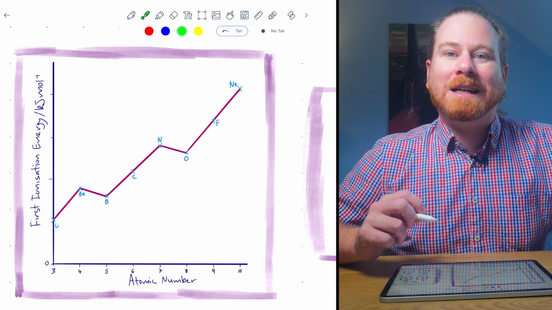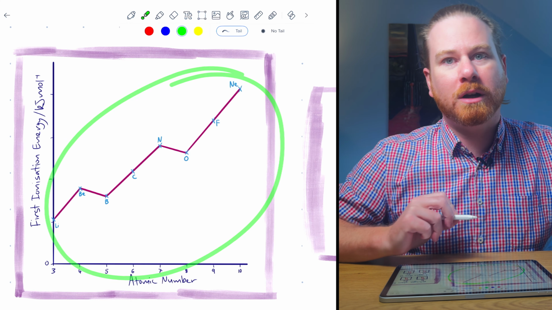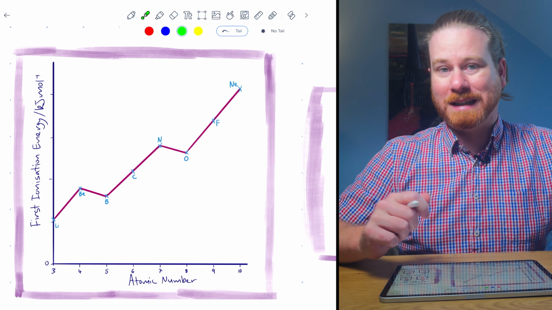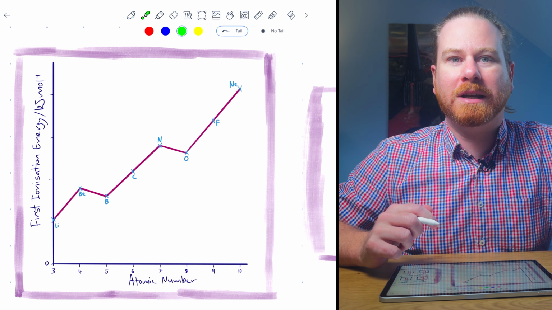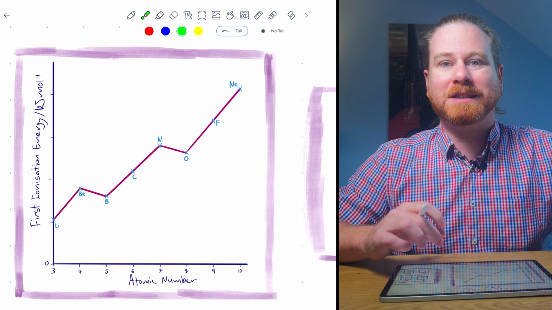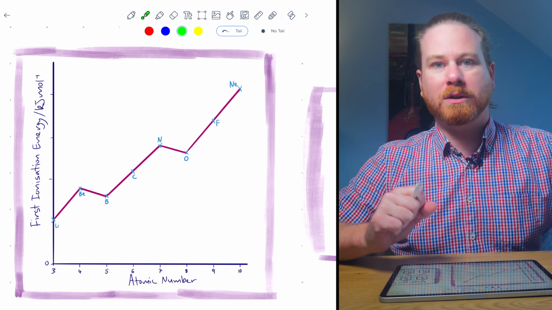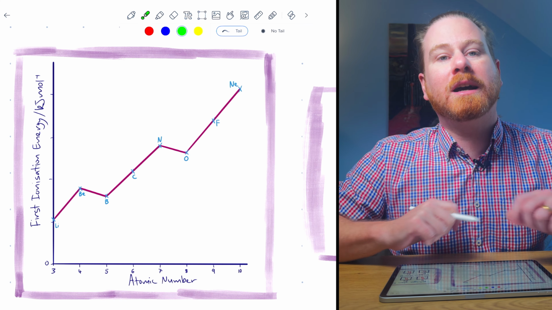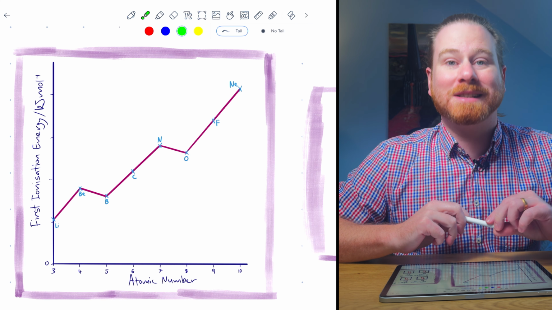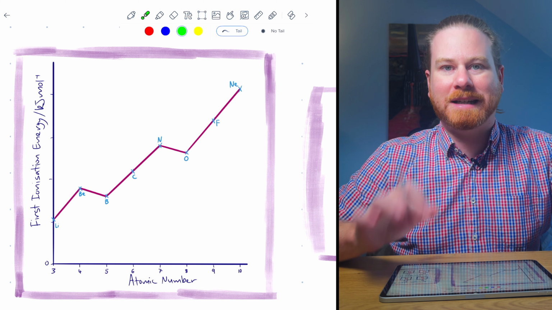Today we will find out all about this graph and why we are getting a couple of little dips, as well as looking at the trends in ionization energies and linking that to the periodic table, and then identifying an element from its successive ionization energy data.